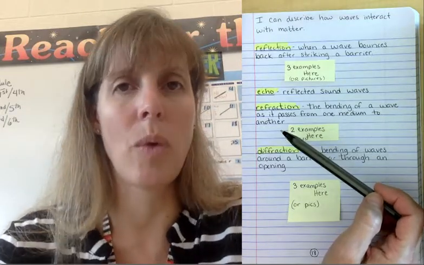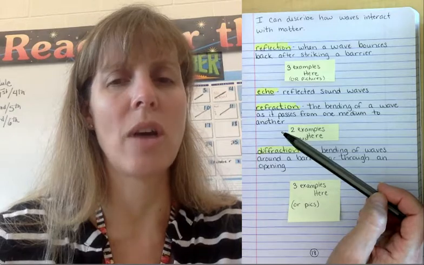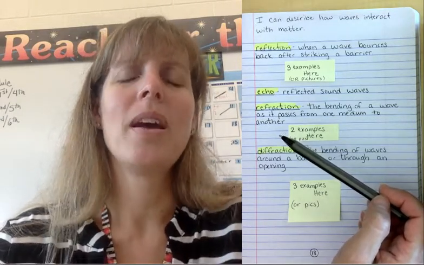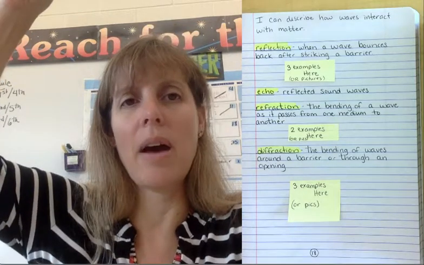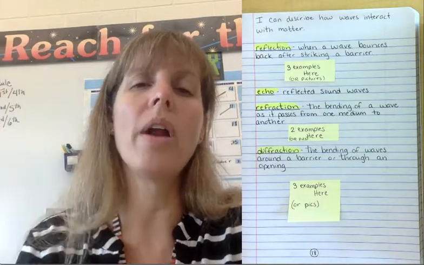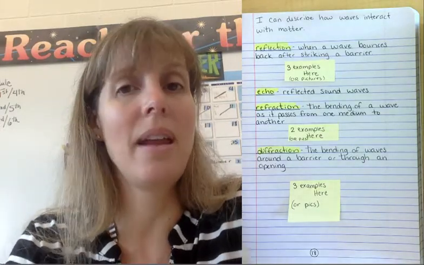You might have looked into water and something appeared really close and then you reached down to get it and it was a little bit farther away than you thought. So what happens is the waves come down into the water, and when they hit the water, they slow down because the water is a more dense medium than air.